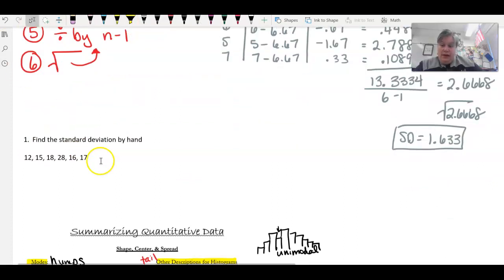What I want you to do now is find this standard deviation by hand of the numbers 12, 15, 18, 28, 16, 17. I'm going to add one more number. Let's do 12 again. See if you can find the standard deviation by hand. When you're done, you're going to type your answer into Edpuzzle, and you'll be able to check it that way, and we will talk about it in class next period.